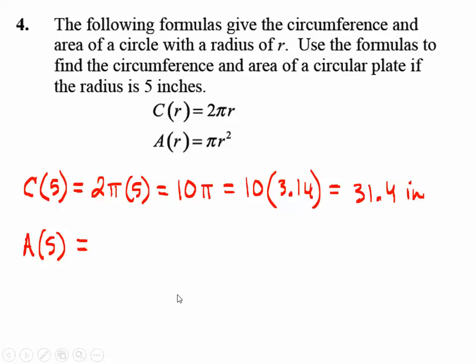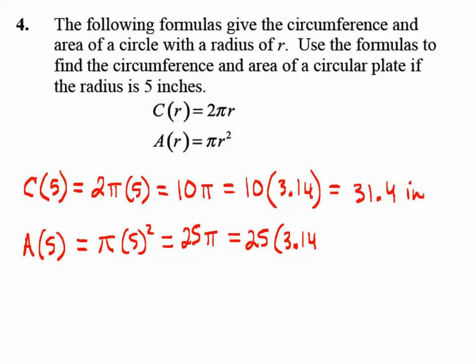So a circular plate with the radius of 5 inches, the area of the plate would be pi r squared, or pi 5 squared, which makes 25 pi. And again, finishing it off, 25 times 3.14 would get you approximately 78.5.